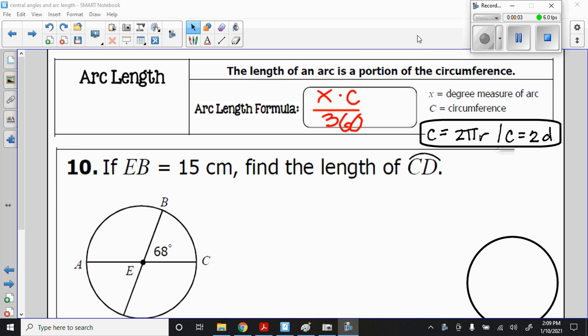All right, here I'm going to show you how to find arc length in this video. Arc length is a formula, and I have the formula up here on top in red. It says x times c divided by 360, with x being the degrees of the arc we're working with, and c being the circumference, and you'll need to know the circumference formula.